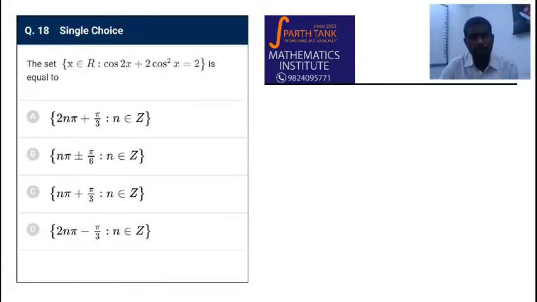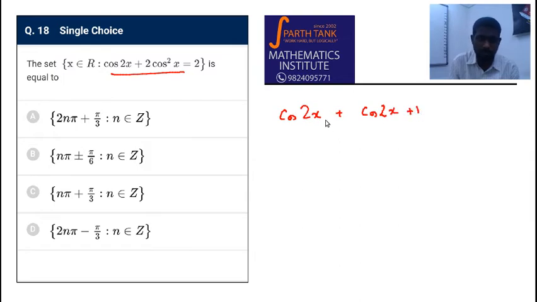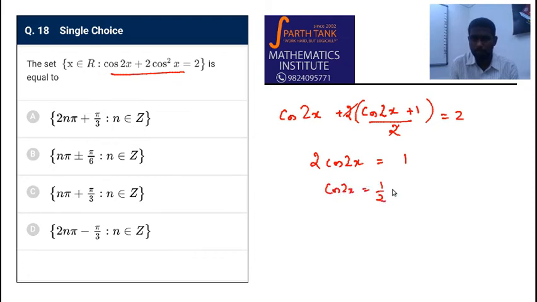Moving on to question number 18. The solution of this, x belongs to R. How to solve this? Very simple problem. 2 cos squared x is nothing but cos 2x plus 1, right? Because you know cos squared x is 1 plus cos 2x by 2. So if you want it explicitly, let me write it. Cos squared x I am writing as 1 plus cos 2x by 2. Or this becomes, this 2 and 2 gone. Cos 2x plus cos 2x is 2 cos 2x, 1 gone there. So cos 2x is 1 by 2.